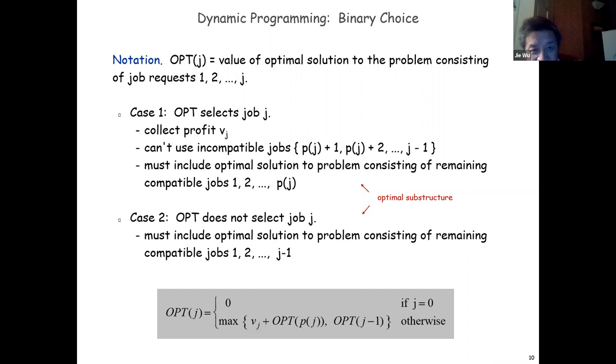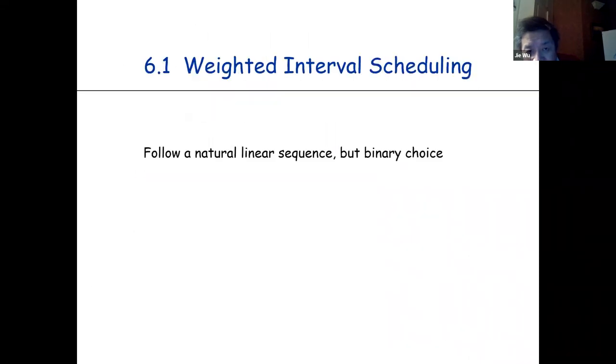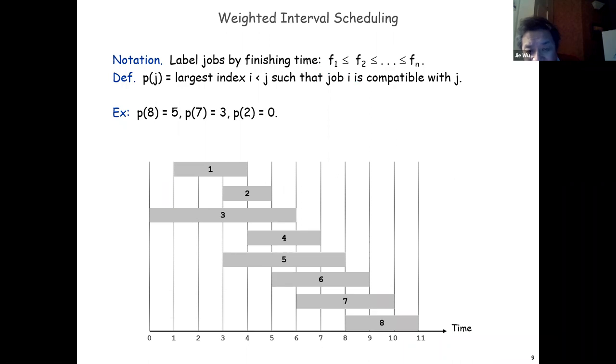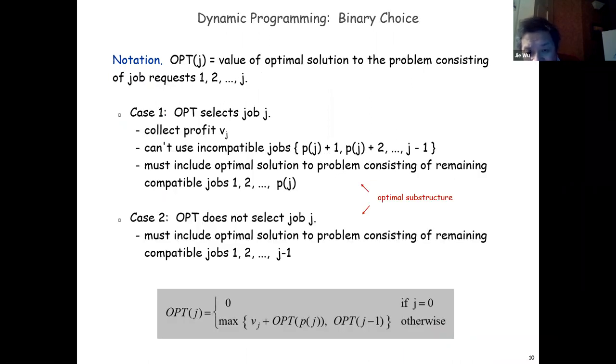The idea is that you have a concept of a linear chain, or linear sequence, which is 1, 2, 3, up to n. But this linear sequence is based on the finishing time, not the starting time. Then you look at each subsequence and find out whether you want to include the last element or not. I call this the binary decision. It's very important: follow the natural linear sequence with a binary choice, either include or not include. If you include, then you should disable certain incompatible jobs. If you do not include it, then the optimal solution is from 1 to j-1.